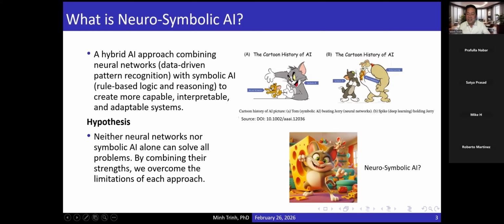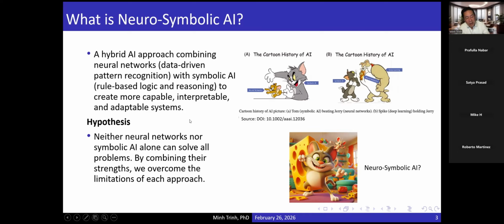So this was in the 1990s and before, right? And then after 2010, thanks to deep learning, the neural networks, the little mouse, became very strong. Now symbolic AI has been overtaken. So this is the cartoonish history of AI. In fact, it's more complicated than that, but I think it's an interesting illustration.